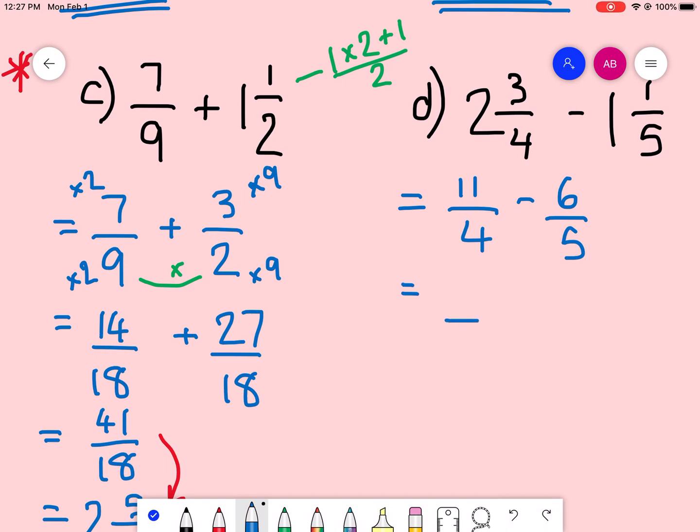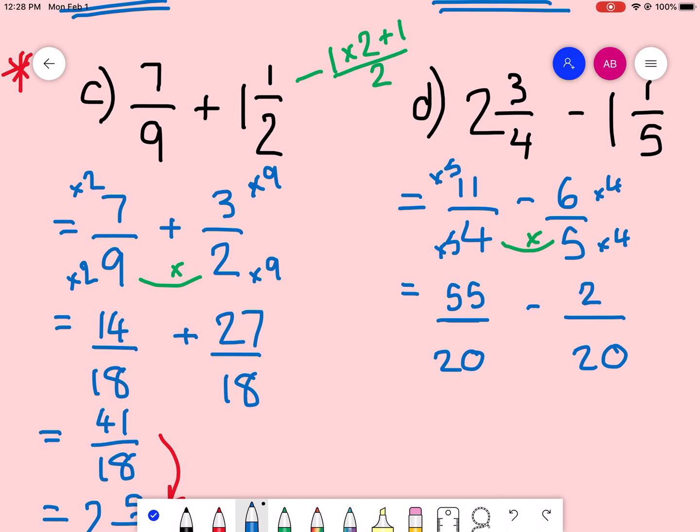I need to make a common denominator. That is done by multiplying the two bottom numbers together. So I'll get 20 for my two denominators. I have multiplied the first fraction by 5, so I have to do the same to the top number, giving me 55. I've multiplied the second fraction by 4, do the same to the top number, giving you 24.